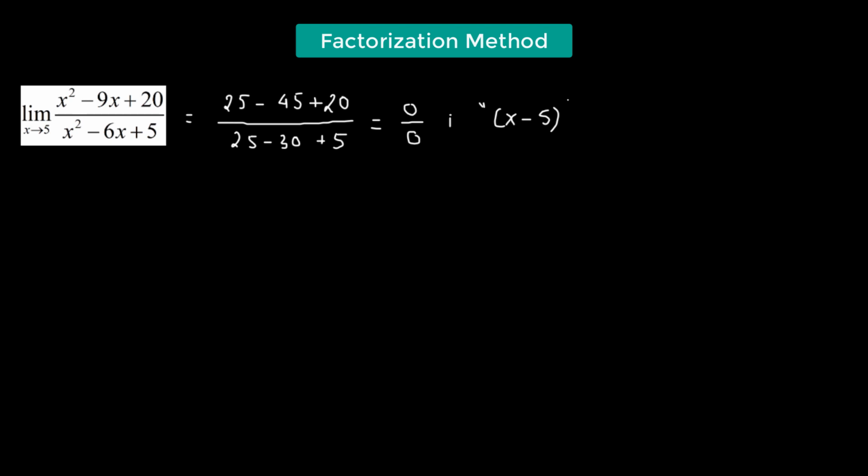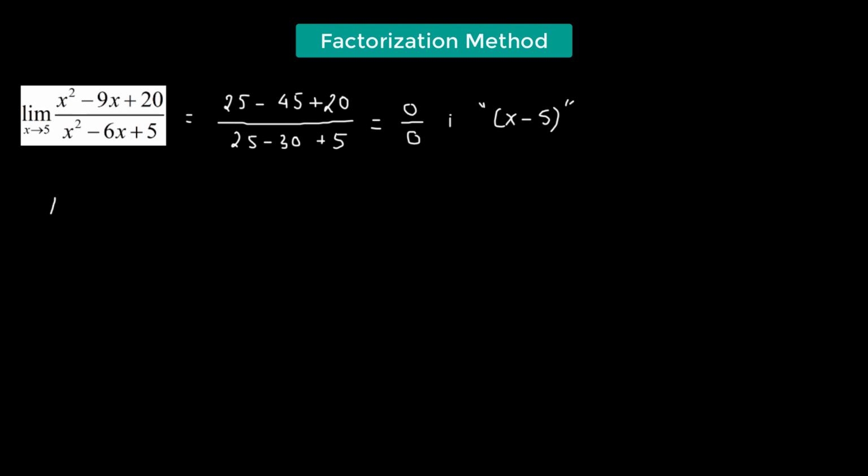So we need to find the limiting value of the given rational function when x approaches 5. The first thing will be to do a direct substitution. So we have 5 squared, which is 25, minus 9 times 5, which is 45, plus 20, divided by 5 squared, minus 6 times 5, plus 5. So this is giving us an indeterminate form of 0 over 0. That means we need to factor out x minus 5 from both the numerator and the denominator.